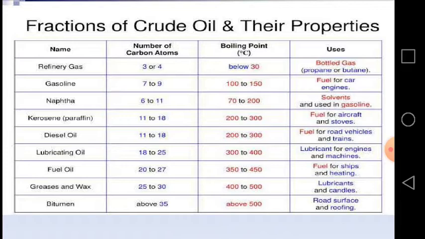Secondly, the naphtha. Naphtha is used for different purposes. This is the basis of petrol. Some is also used as a feedstock for cracking to produce a higher proportion of smaller hydrocarbon molecules. Kerosene, this is also known as paraffin. This is the basis of aviation fuels.